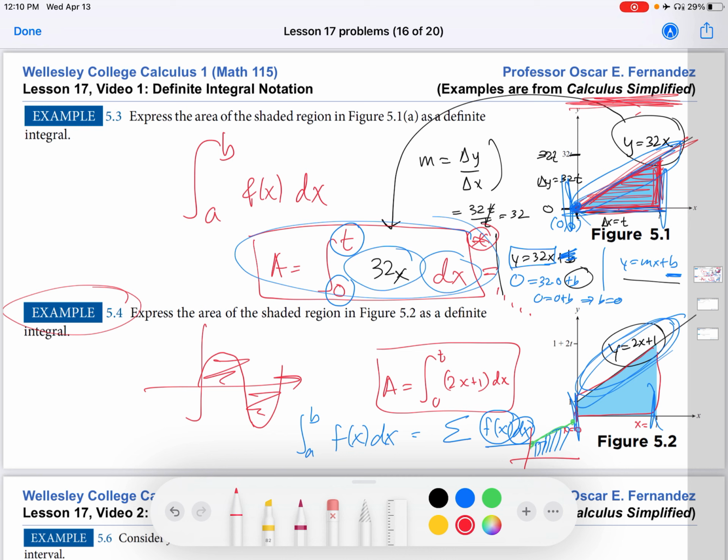So this is my attempt here to show you how if I add up all these tiny little areas down here, I would approximate this area over here. Okay, so that's a little intuitive explanation of where the dx comes from and why it's there.